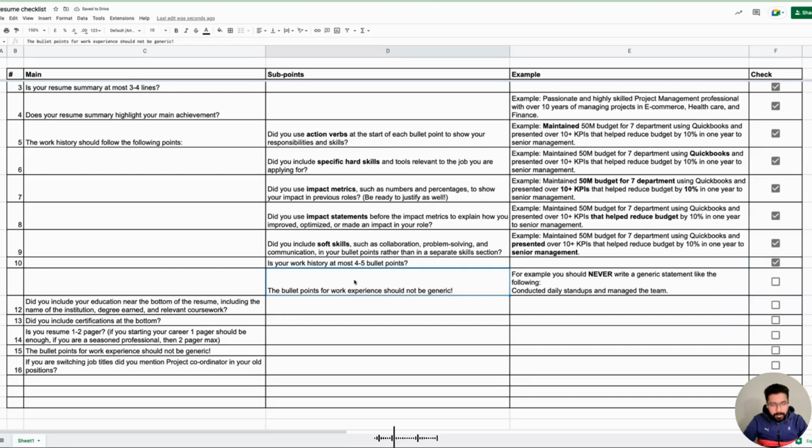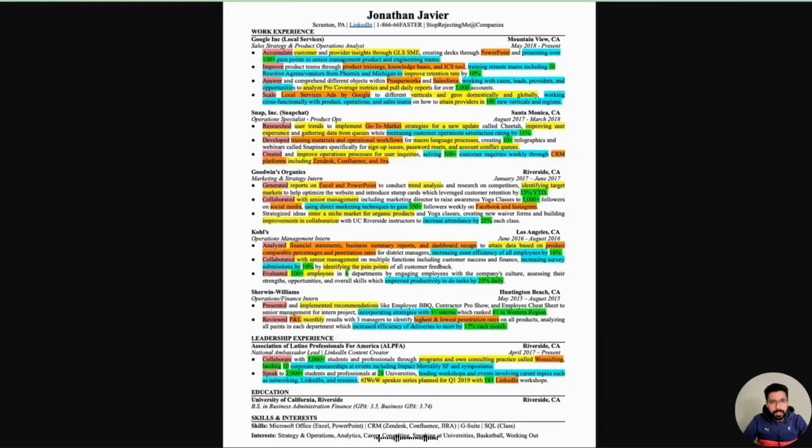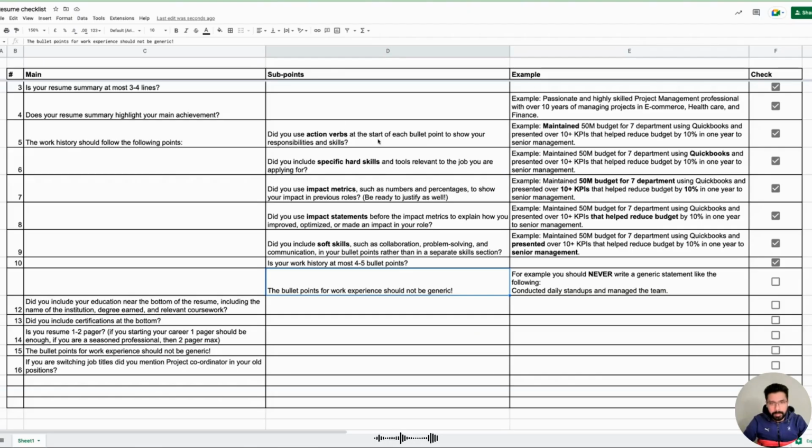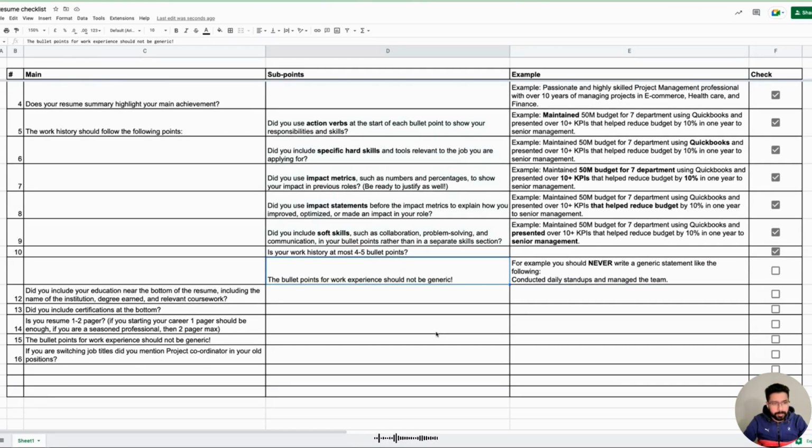And the bullet points for your work experience should not be generic. So every bullet point that you include in your work summary should signify all of these above points that we've just covered. It should never be a generic statement. An example of a generic statement is conducted daily stand-ups and managed the team. This should never be written inside your resume because it doesn't signify anything. It's a very generic point and it doesn't highlight any of your key strengths.